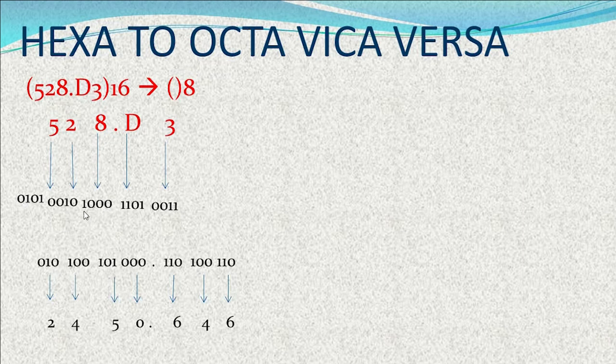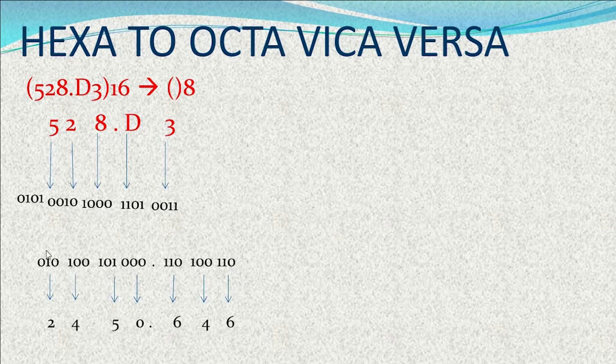Then similarly for after the decimal place, we move from left to right. So this becomes 1, 1, 0. Then 0, 1, 0, 0, we write that. Then 1, 1, we write that 1, 1 here. But since we want to make a group of 3, we add 0 after that.